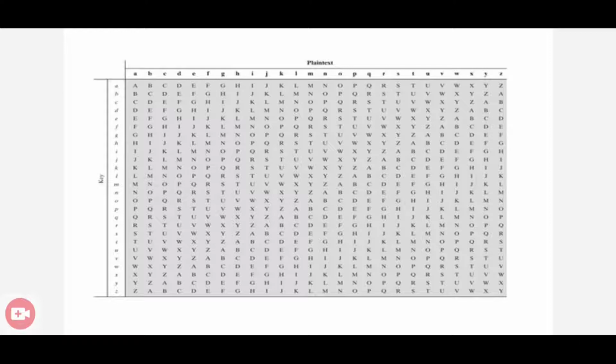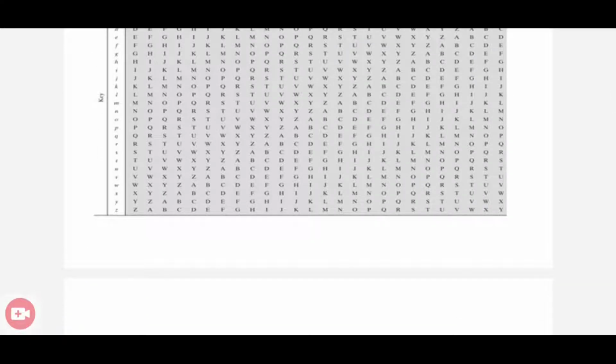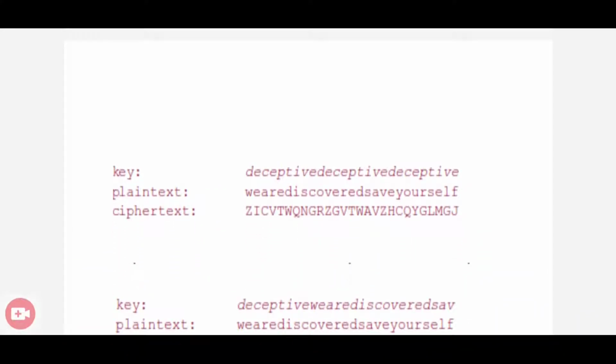We can use small a as plain text, and the key as B. Then what do we get as cipher text? Capital B is the cipher text. Likewise, we can use this Vigenere table for the encryption mechanism in the polyalphabetic cipher. Clear? The Vigenere cipher is a polyalphabetic cipher in which the Vigenere table is used. Here we can choose a key for encrypting the plain text into cipher text.